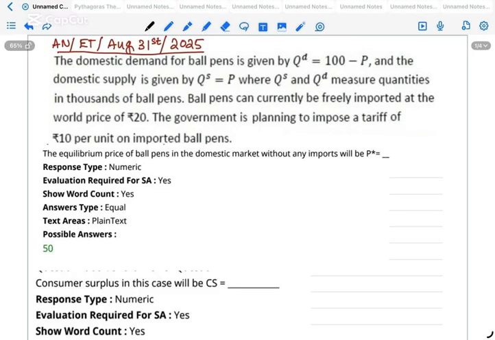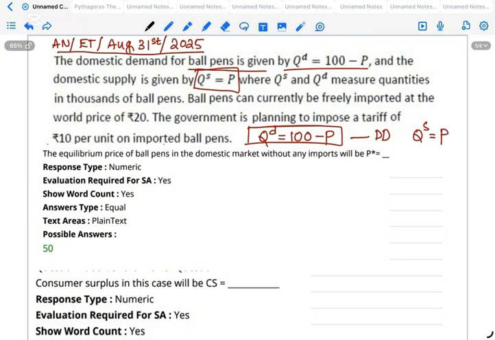Domestic demand for ball pens is given by quantity demanded QD equals 100 minus P. This is the demand function. And the domestic supply is given by QS equals P. QS is quantity supplied, QD is quantity demanded, P is the price.